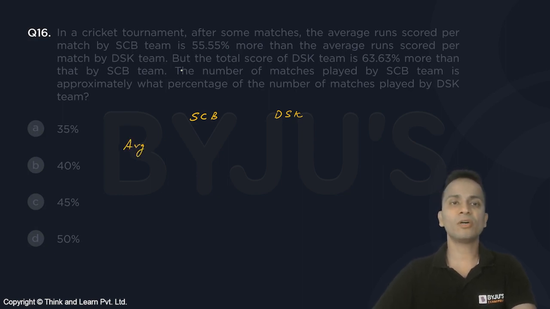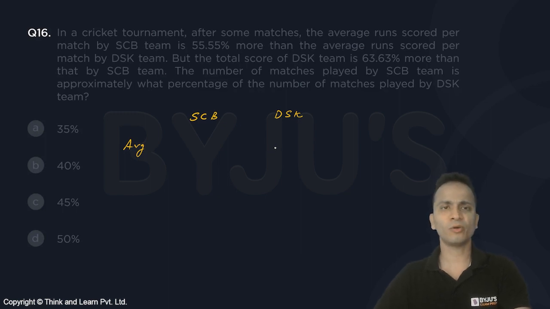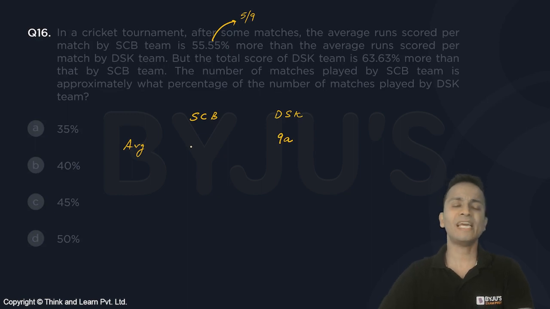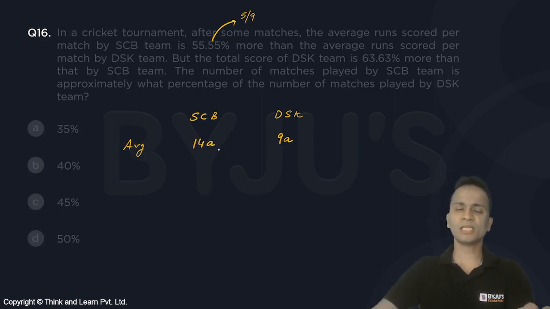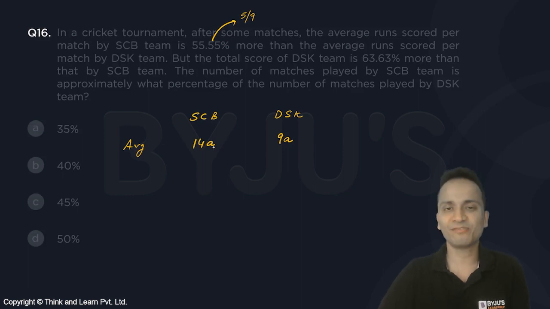Okay. Now the first parameter, the average runs. So average runs of SCB team is 55.55 percentage more than the average runs scored per match by DSK team. So for DSK team, I can assume something. Okay, now 55.55 percentage, since this is 5 by 9, I'll assume the average of DSK as 9A. So if average of DSK is 9A, then the average of SCB, which is 5 by 9 more than 9A, will be 9A plus 5A, that is 14A. Okay, just assuming some values will make life easy for you.